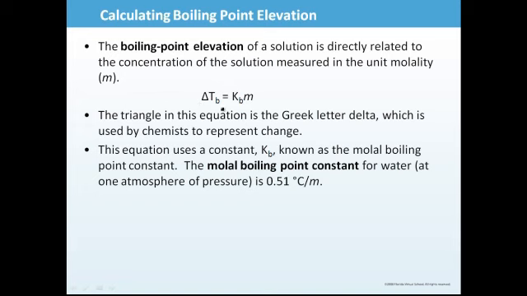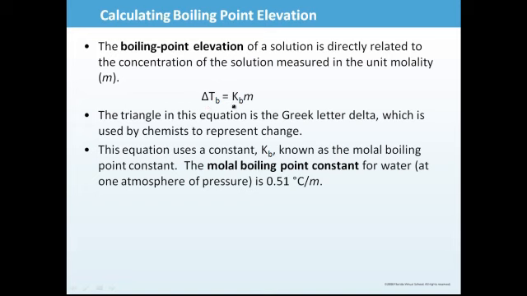So let's break that apart for a moment. Delta is a Greek symbol that we use in chemistry to mean change. So when we say delta T, we mean the change in temperature. The subscript B tells us that we're dealing with boiling point. So this whole expression, delta T B, simply means the change in boiling point temperature.